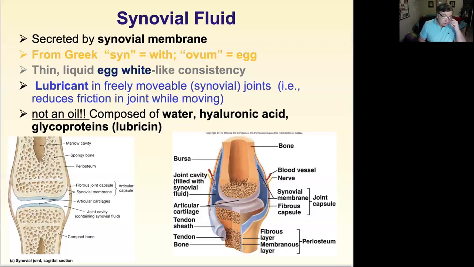So synovial fluid is produced and released by the synovial membrane. Synovial comes from the Greek, from syn, meaning with, and ovum, meaning egg. So that's where the term comes from, and so it almost has an egg white type consistency. It's a lubricant in our freely movable joints, and it's made mostly of water, hyaluronic acid, and other parts of proteoglycans, as well as glycoproteins or lubricant.